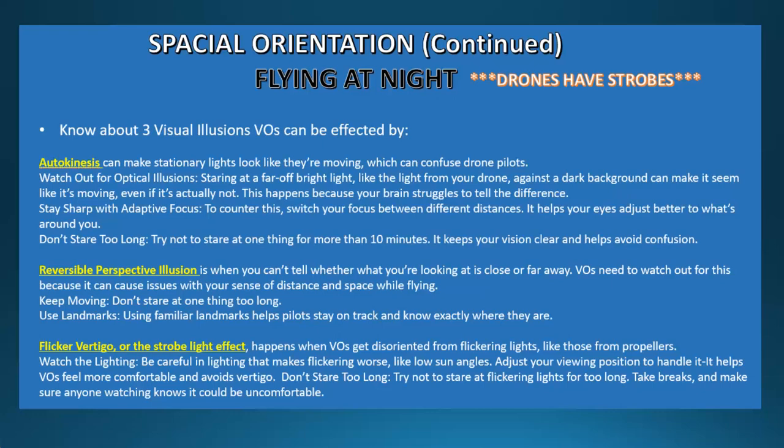Be careful of the lighting. Avoid the lighting that makes the flickering worse, like low sun angles. Adjust your viewing position to handle it. It helps VOs feel more comfortable and avoids vertigo. Remember, you want to avoid vertigo as much as possible. It can make you very dizzy. Don't stare too long. Try not to stare at the flickering lights too long.